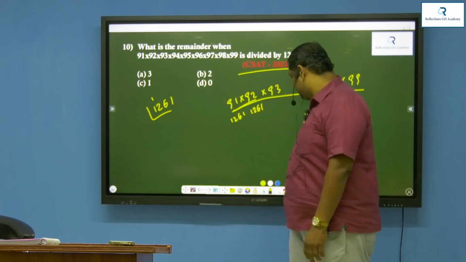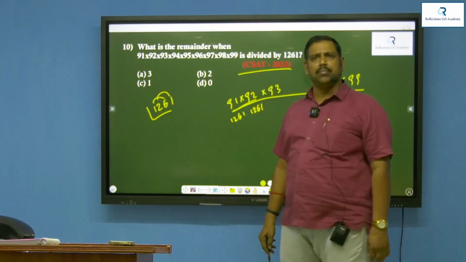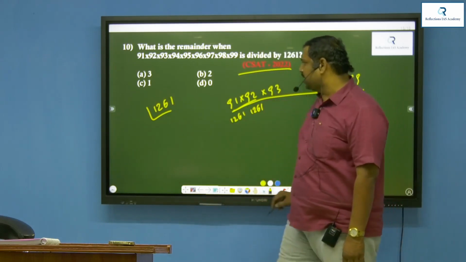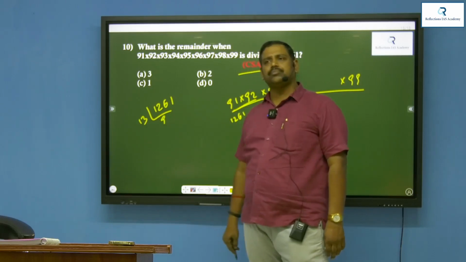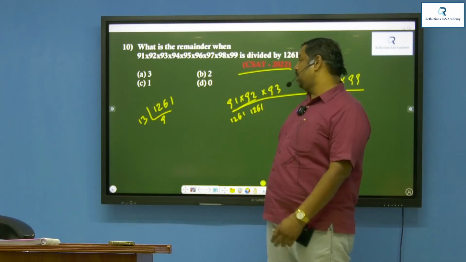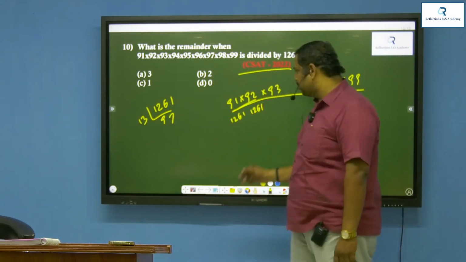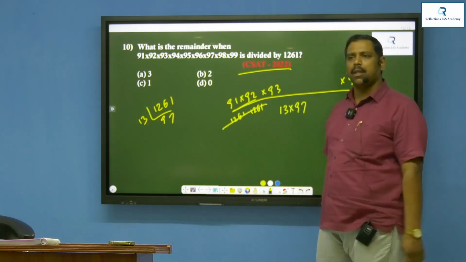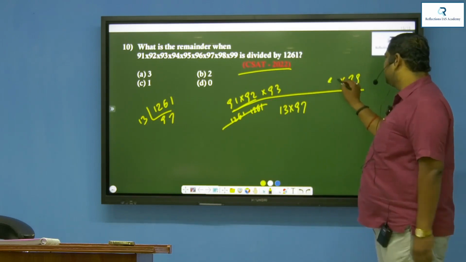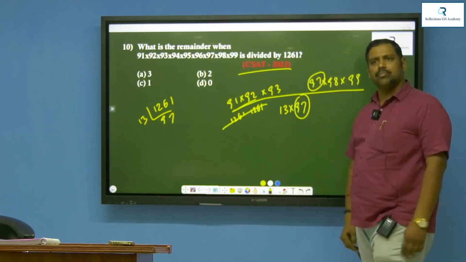Next prime number is 11. Not divisible. Then we have to go with 13. Try with 13, because for 13 we don't have any divisibility rule. 13 sevens are 91. Now observe. 1261 can I write as 13 into 97? In the product I have 91, sir, and I have 97, sir. So these two will get cancelled.